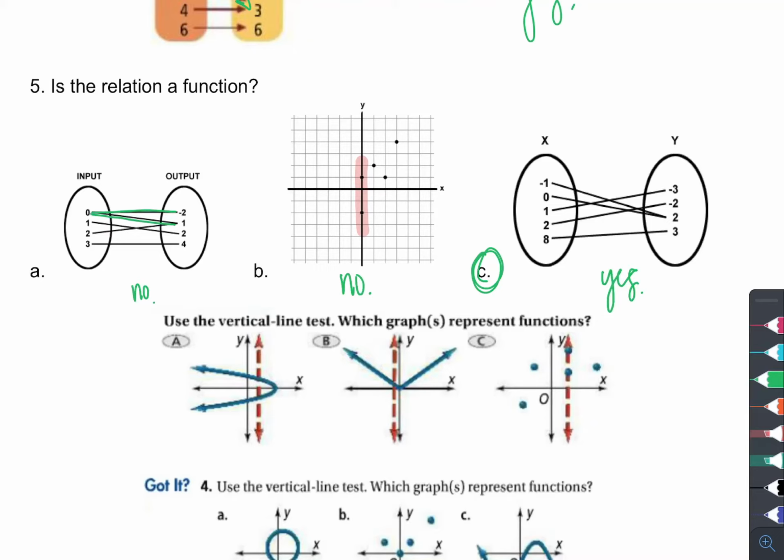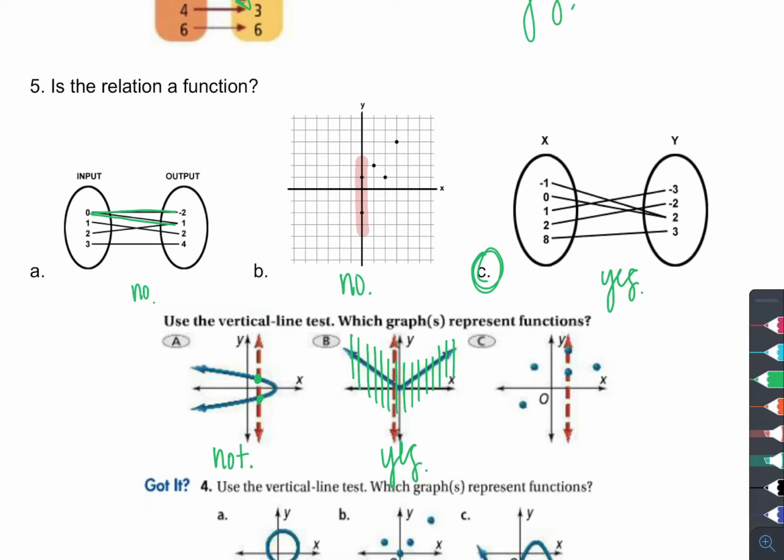Okay, so using the vertical line test, we're gonna figure out which ones really represent functions. So we're gonna draw vertical lines, and wherever there's a vertical line and it touches in 2 spots, it is not a function. This is very clearly not a function because it touches in 2 spots, here and here. So this is not a function. This one here, no matter where you draw the vertical line, it's only touching in one place. So because of that, yes, it is a function.